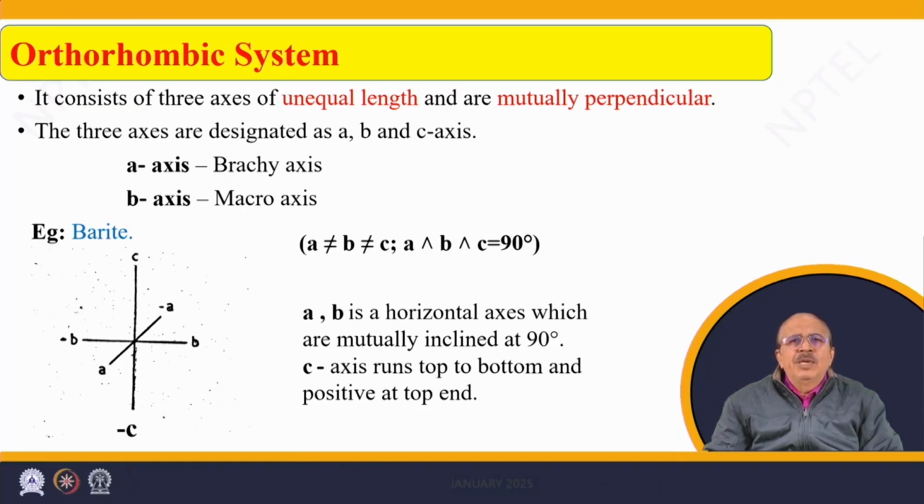Here in the diagram you can see A is not equal to B is not equal to C and angle A, angle B, angle C is equal to 90 degree. It means A, B is a horizontal axis which are mutually inclined at 90 degree, whereas C axis runs from top to bottom and positive at top end.